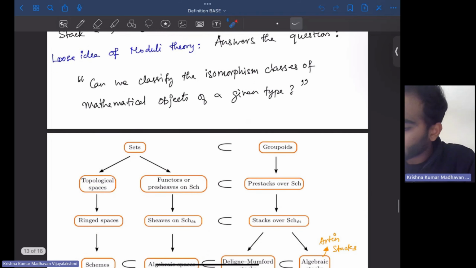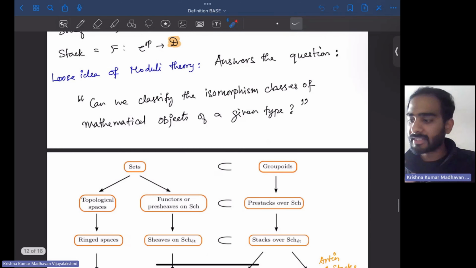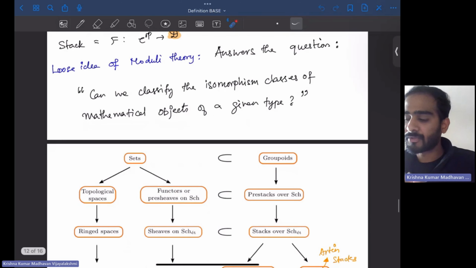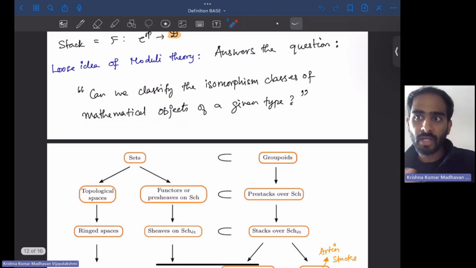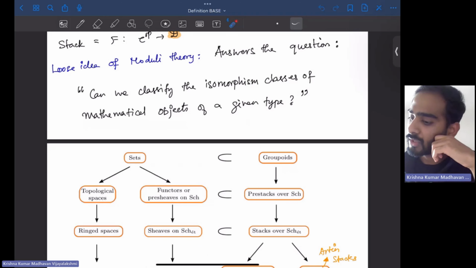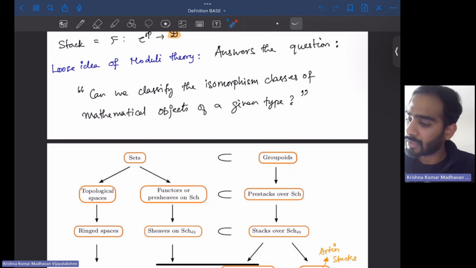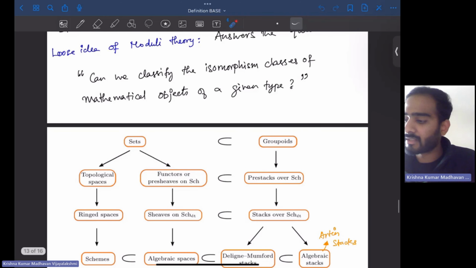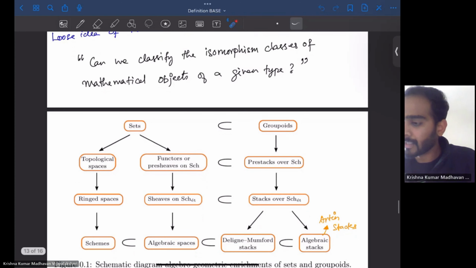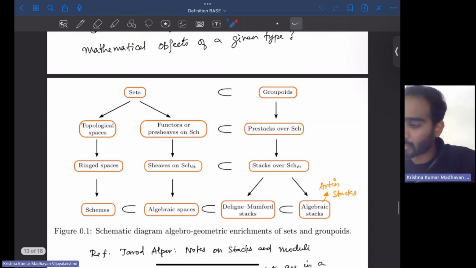Okay, perfect. So why do people study moduli theory? So I'm not going to give a full detailed explanation of it, but just to have a glimpse so as to understand why we are doing all this in the seminar. So moduli theory is a very strong theory that emerged from this question. So can we classify isomorphism classes of mathematical objects of a given type? So this is a very natural question. So we can sort of ask this question in a very flavored and different way so as to get good outcomes out of it.